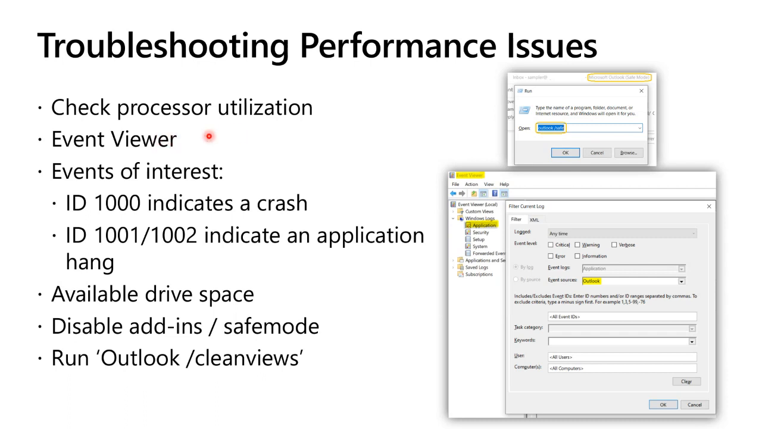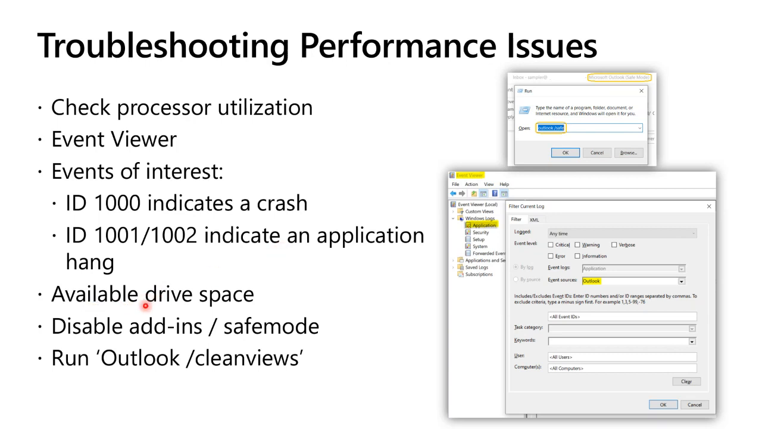So we could try disabling the add-ins, or try Outlook safe mode, like you see on the screenshot here. Open Run, and then type outlook /safe, and clicking on OK would launch Outlook in safe mode. Next is to check the Event Viewer for related events. Shown are some of the events of interest, which basically give details of crash and hang. So ID 1000 indicates a crash, and 1001 and 1002 indicate an application hang.